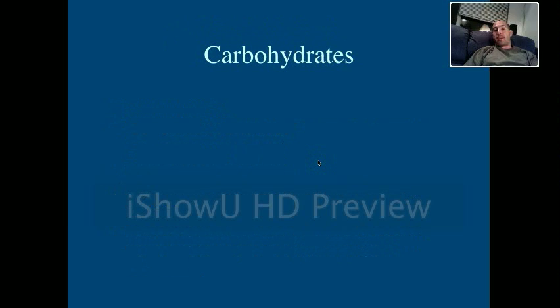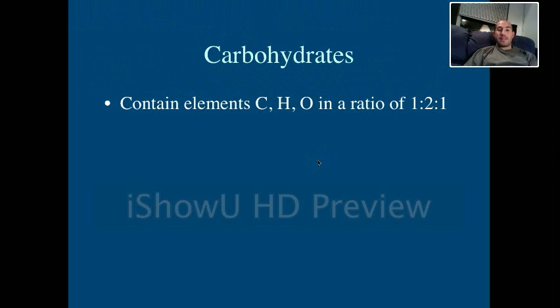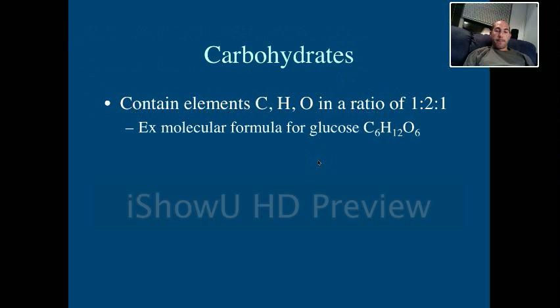Carbohydrates. You hear about people being on low-carb diets. Well, no bread, no pasta, no rice. Well, what are they? Okay, first off, they contain the elements C, H, and O in a ratio of 1:2:1. So if you think of glucose, C6H12O6, if you reduce C6H12O6, it goes down to a 1:2:1 ratio. There it is. Reduce to 6, reduce to 12. 6 goes into itself one time. 6 goes into 12 two times. 6 goes into itself one time.